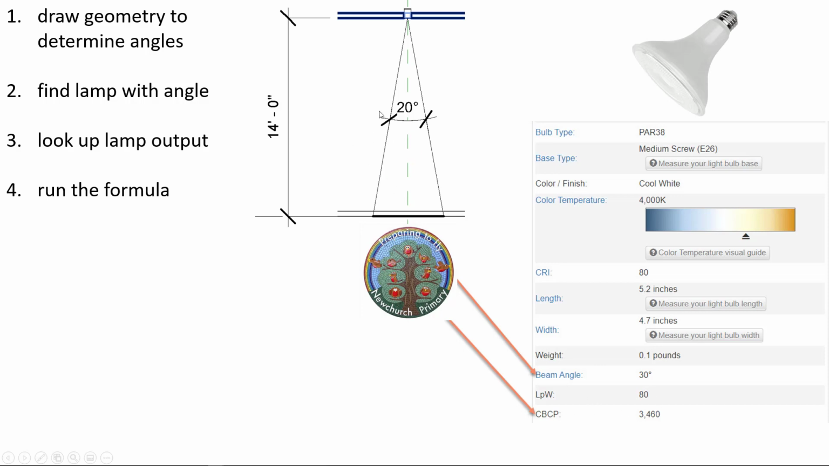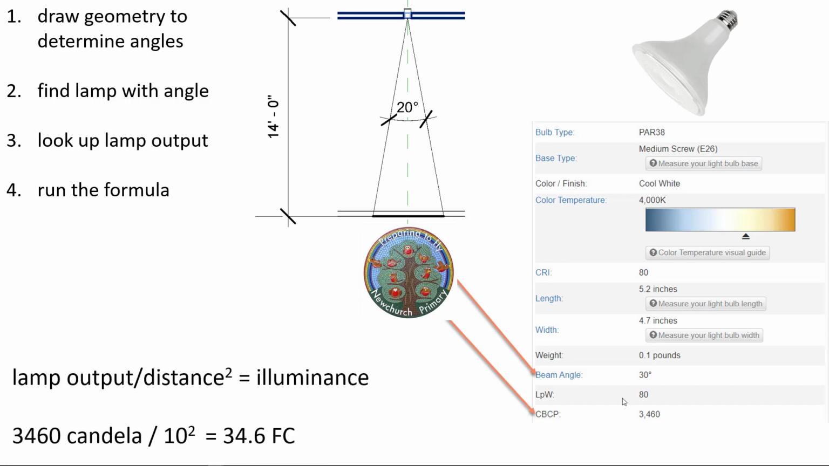I have the height, I have the center beam candle power, and I can just plunk them right into the formula. And what I get is 3,460 candela divided by 10 squared, and I get 34.6 foot candles.